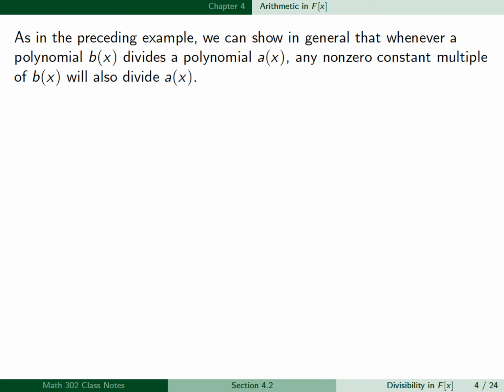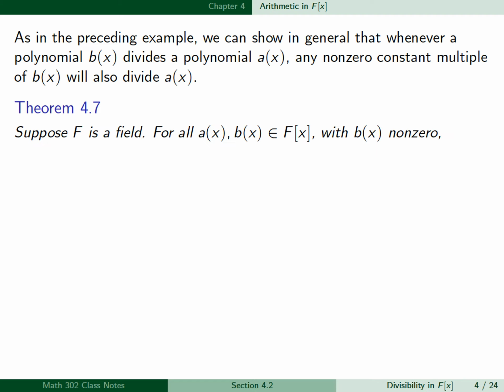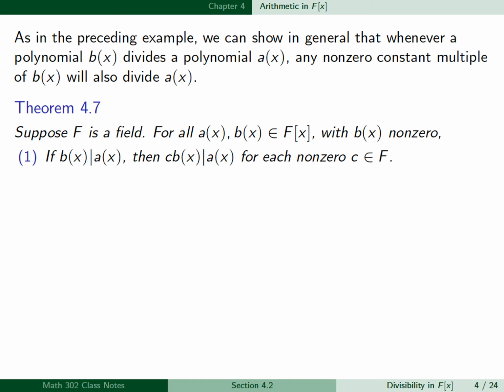So as in this example, we can show in general that whenever a polynomial b(x) divides a polynomial a(x), any non-zero constant multiple of b(x) will also divide a(x). This is part of Theorem 4.7. Suppose F is a field. For all a(x), b(x) in F[x] with b(x) non-zero: 1, if b(x) divides a(x), then c times b(x) divides a(x) for each non-zero c in the field F. And 2, if b(x) divides a(x), then the degree of b(x) is less than or equal to the degree of a(x).